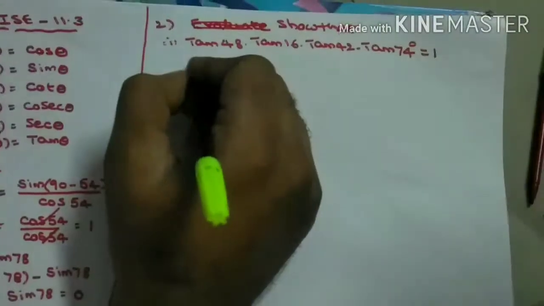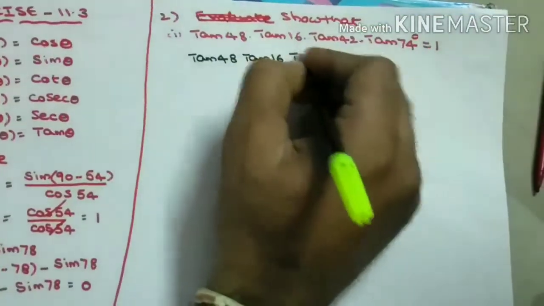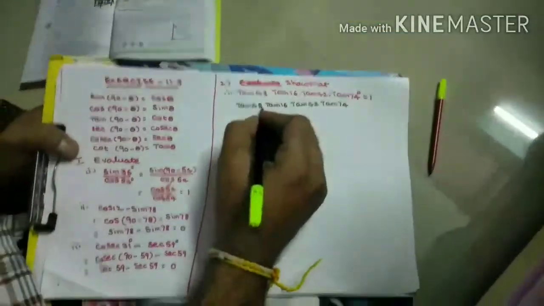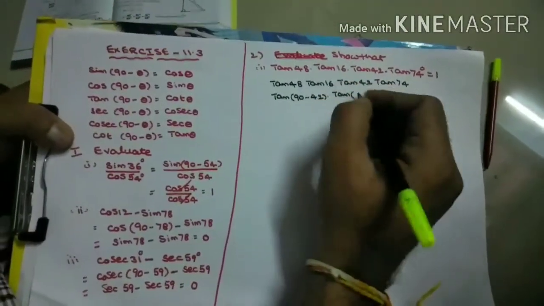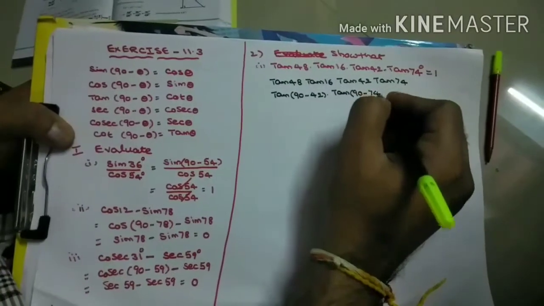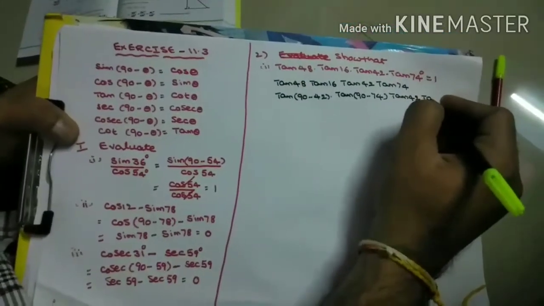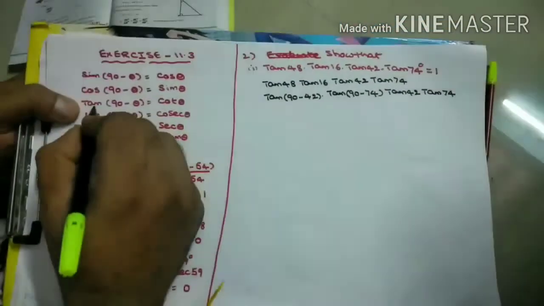Now how to write the answer? Take the LHS: tan 48, tan 16, tan 42, tan 74. Tan 48: what is the complement angle of 48? 42. The complement of 16 is 74. These two remaining, tan 42 and tan 74, don't change. Now it is in the form of tan of 90 minus theta.